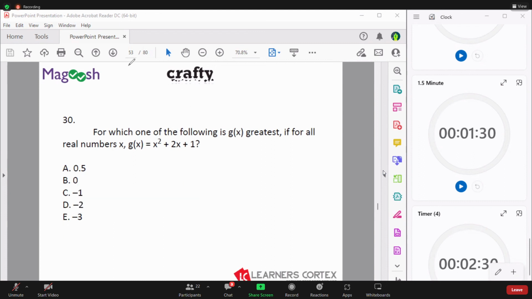Does that make sense? This would become 9, this would become minus 6, and this would become plus 1. So it will be 4. This here would give us the greatest value. Yes, Venkatesh. Okay, so we'll stop here for today.